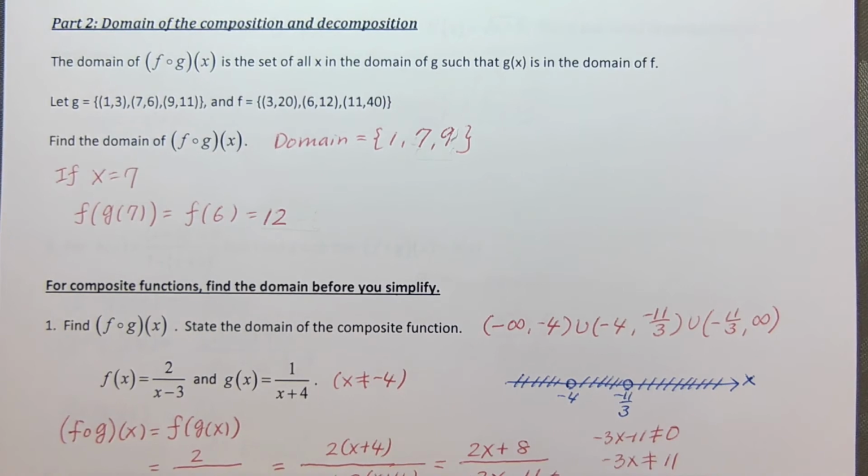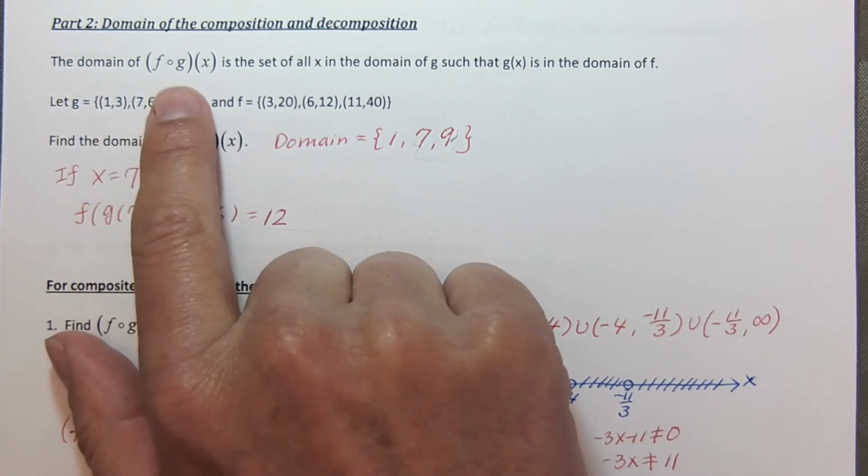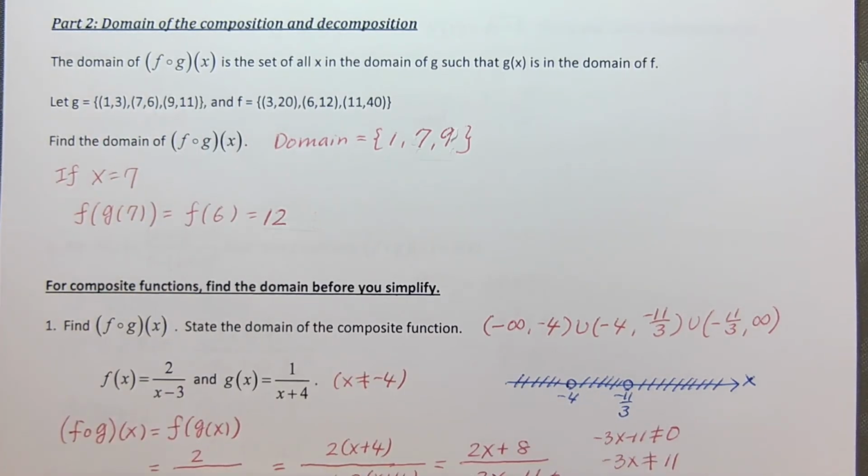So here is composition, and we're going to be talking about domain as well as decomposition, which means we're going to go backwards a little bit. So the domain of this is going to be the set of all x's in the domain of G, such that G of x is the domain of f.